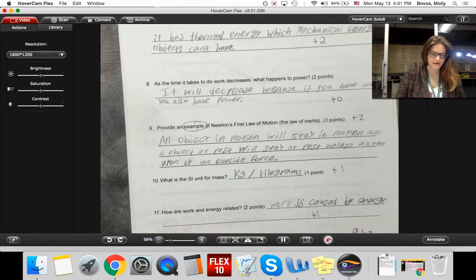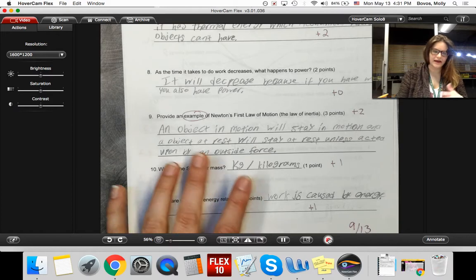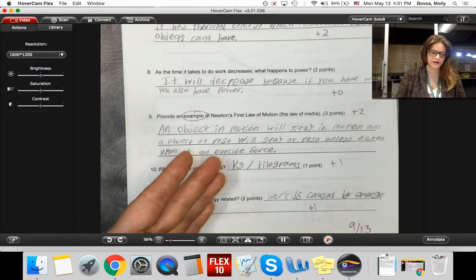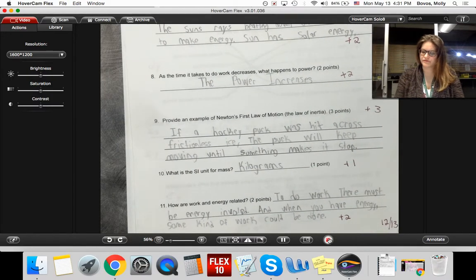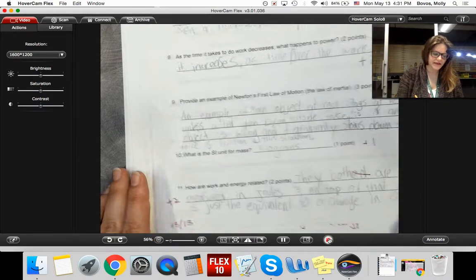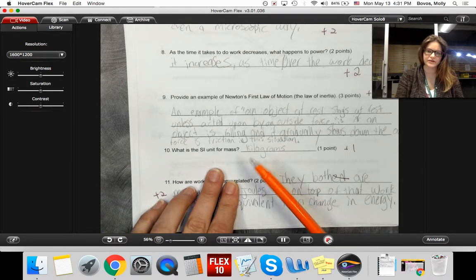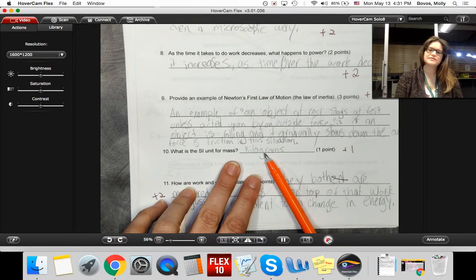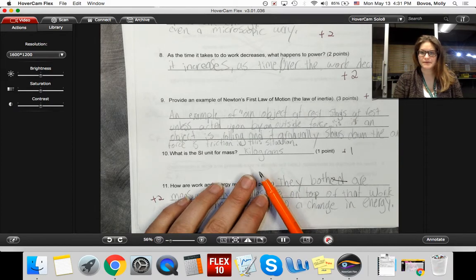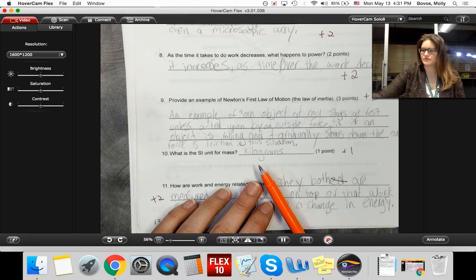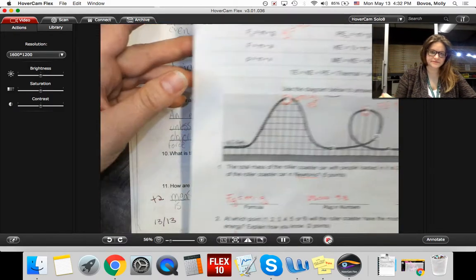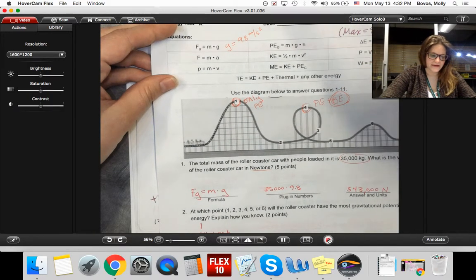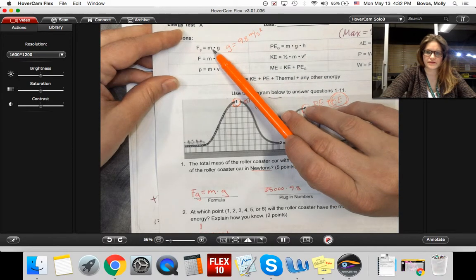And so then I had a person forget to actually provide an example, but they did get 2 out of the 3 points just for giving the definition of Newton's first law. Then we had the SI unit for mass, that is kilograms. I did see a lot of people write down just a letter M, and I think what these students were thinking of was in our formulas, we know that M stands for mass in the formulas, but the unit is what we actually measure it in.